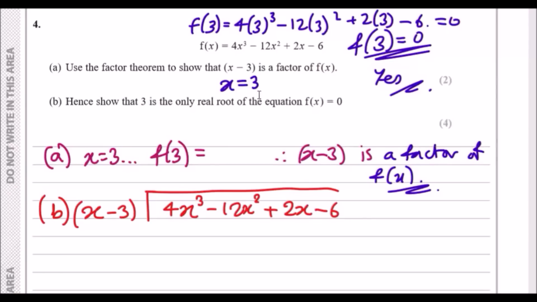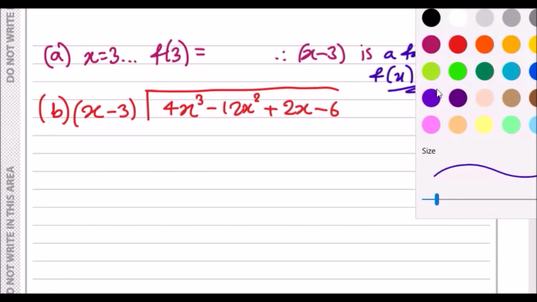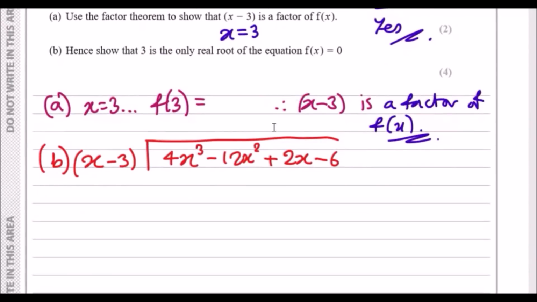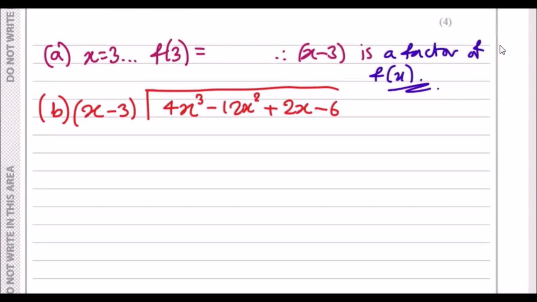Now, part B. Hence show that 3, in other words x equals 3, is the only root of the equation when the function is set to 0. Okay, so to prove this, we need to use long division now, because we want to show that when we divide this, we can get firstly a quadratic equation, and then we need to show that we cannot factorize the quadratic, because that's the only way to show that we have one solution, which is 3, x minus 3, that is. Anyway, let's go ahead and do some long division, see what we get.